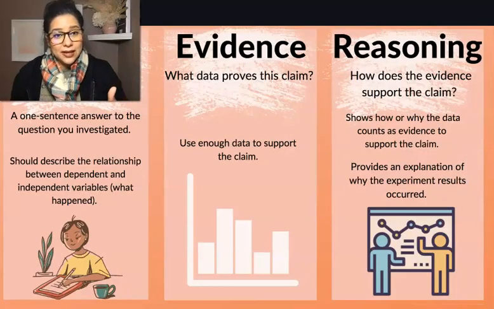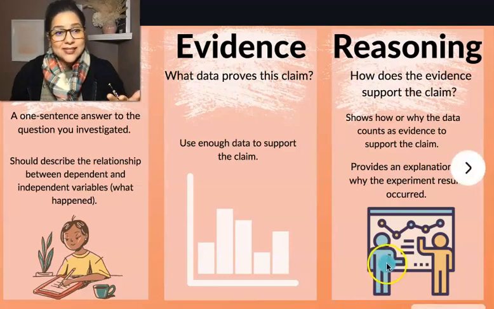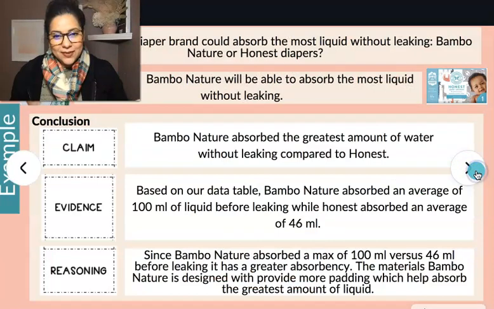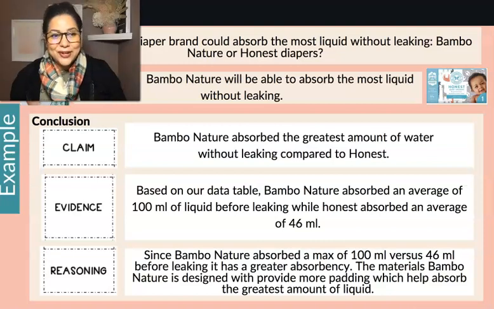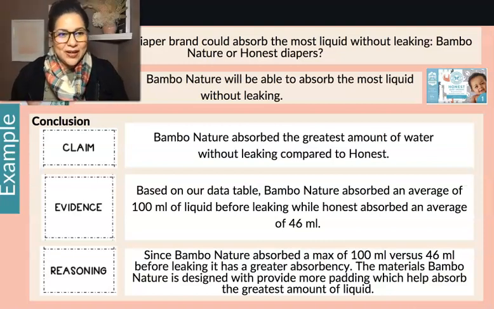Now that we have our claim and we've backed it up with evidence, we want to give a reasoning. So how does this evidence support the claim? In our situation, since Bamboo, Nature absorbed a max of 100 ml versus 46 ml before leaking, it has a greater absorbency. The materials Bamboo, Nature is designed with provide more padding, which help absorb the greatest amount of liquid. So there you go. Your first example of how we use claim, evidence, and reasoning in science.